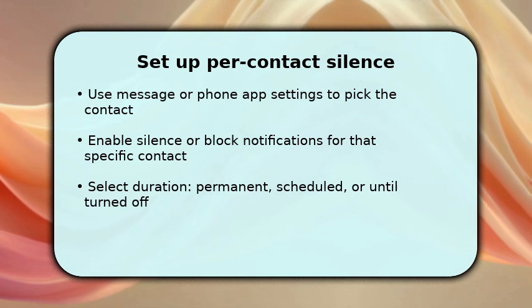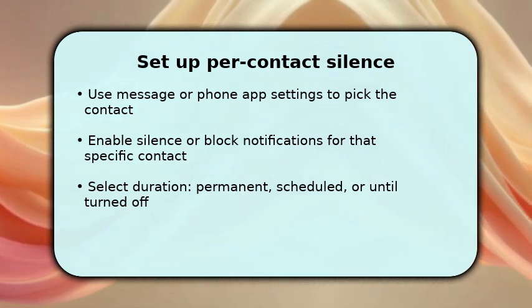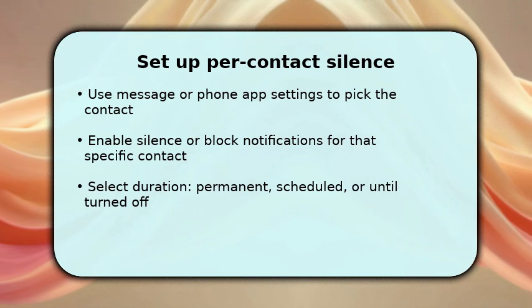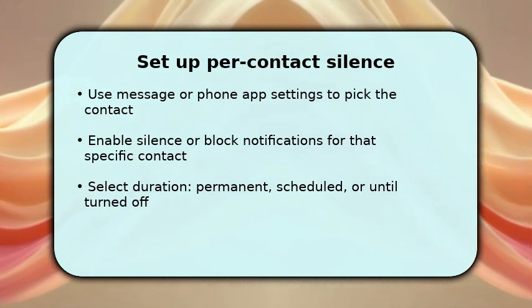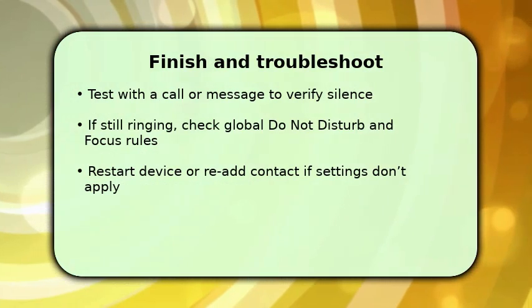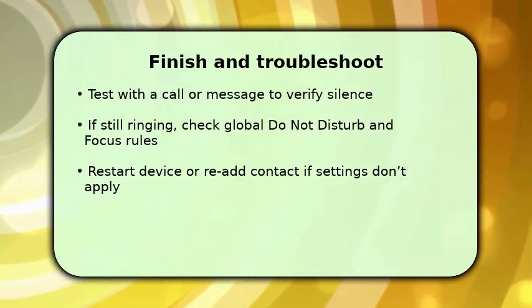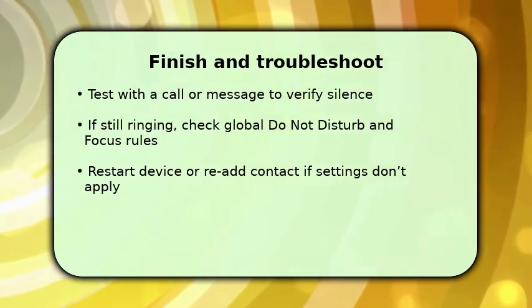Once done, confirm the contact is listed in the exceptions or silenced list and test with a call or message. To finish, place a quick test call or send a message from that contact to verify notifications are silenced.